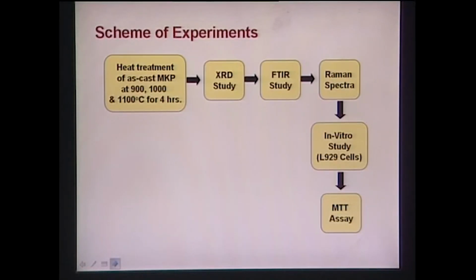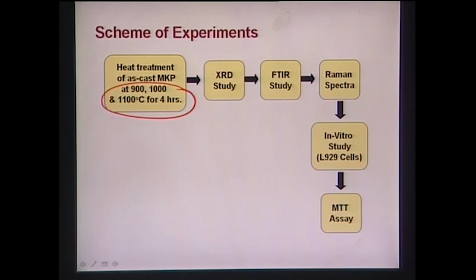Now, what have we done then? First, we processed these materials using slip casting. After the slip casting, we did heat treatment of this material at different temperatures, chosen somewhere around 900 to 1100 degrees Celsius. The heat treatment time was initially optimized, and the optimized time was 4 hours.